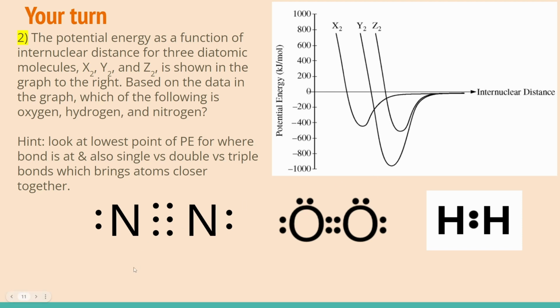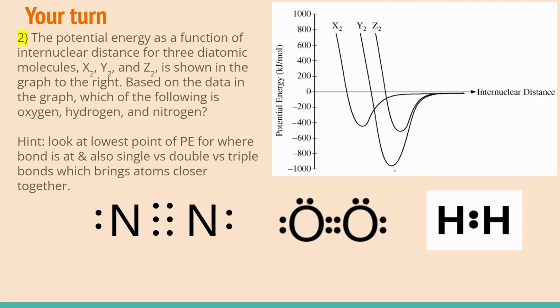Let's think of some reasons why. Well, first, N2 has the highest bond order. It's a triple bond. And when you have a triple bond, you have the smallest length, which has the highest energy. And so when you have the highest energy in that bond, you have the largest potential energy formed. And so looking at these various curves, it has to be N2. That makes the most sense.